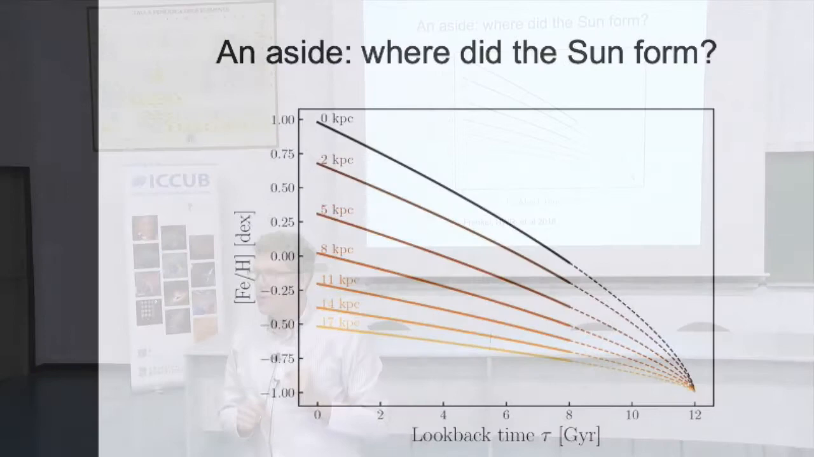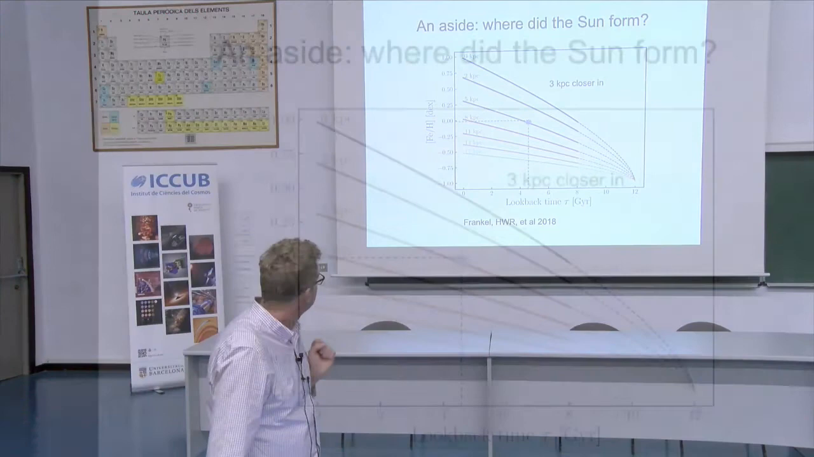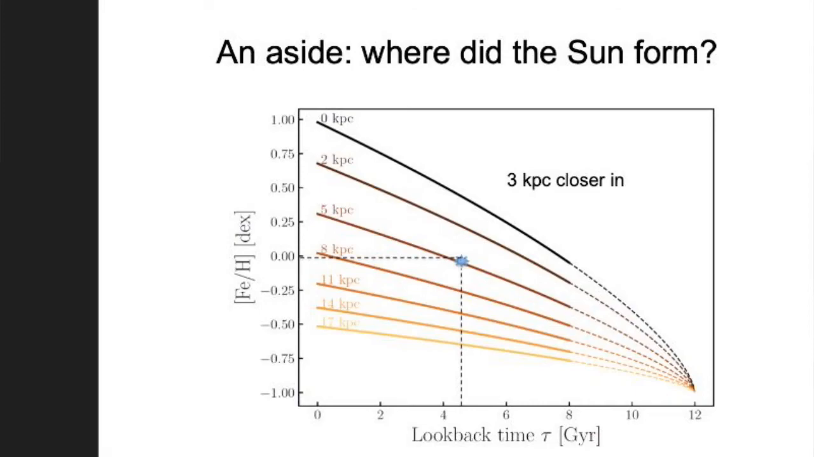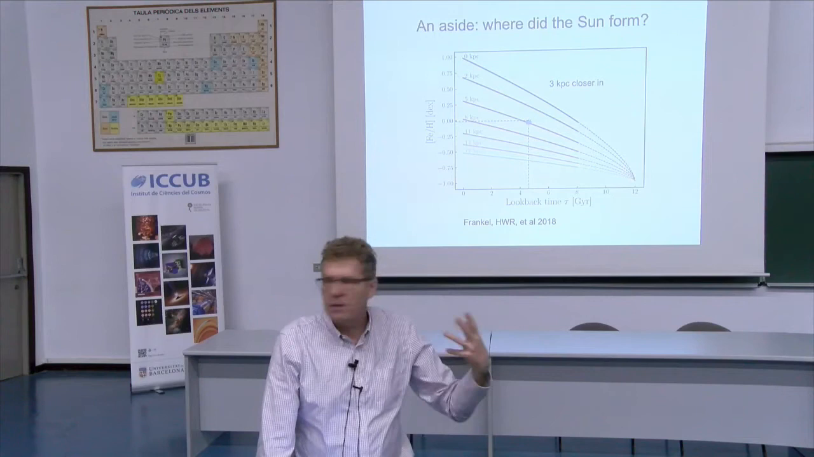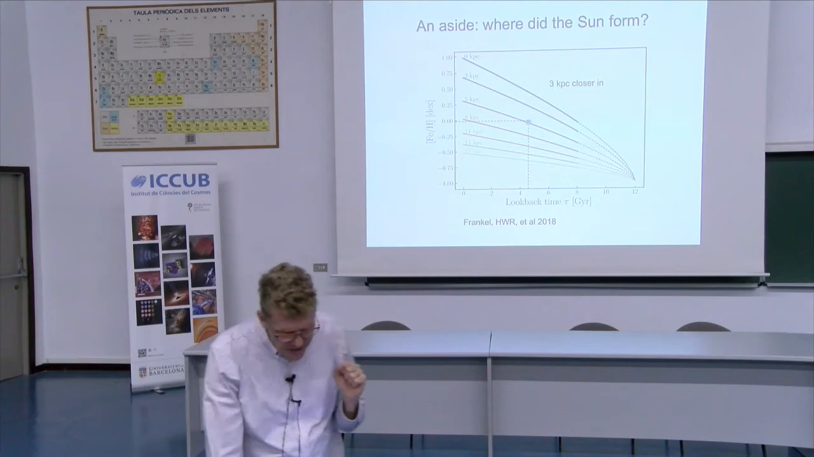So we know the sun and its metallicity, and in this case, the sun 4.5 giga years ago at solar metallicity was a little bit outside of 5 kiloparsecs. Nice thing is, we're now 3 kiloparsecs further out, and what was the typical distance that a star should migrate, if this model is right? About 3 kiloparsecs. So, just to look at this.